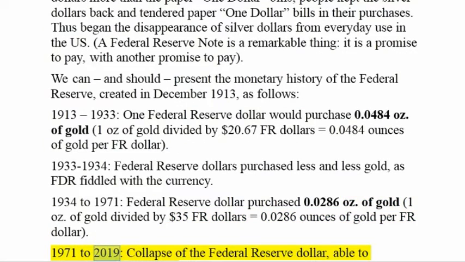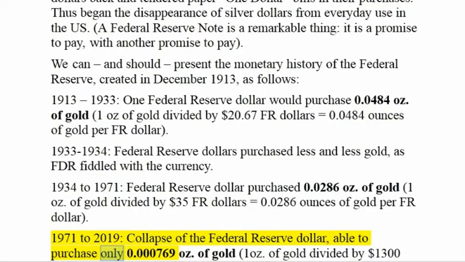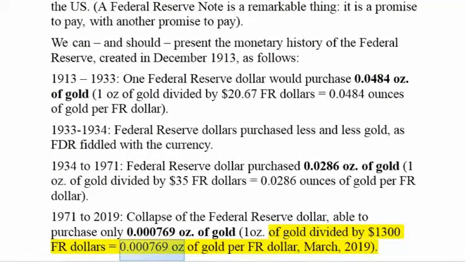1971 to 2019, collapse of the Federal Reserve dollar, able to purchase only 0.000769 oz of gold. 1 ounce of gold divided by $1,300 FR dollars equals 0.000769 ounces of gold per FR dollar.